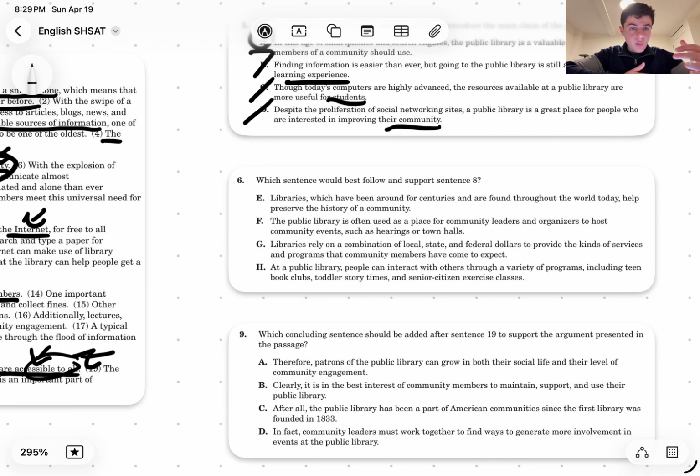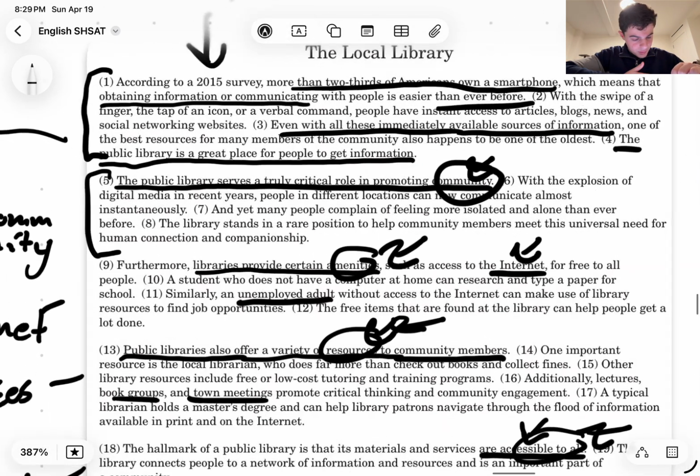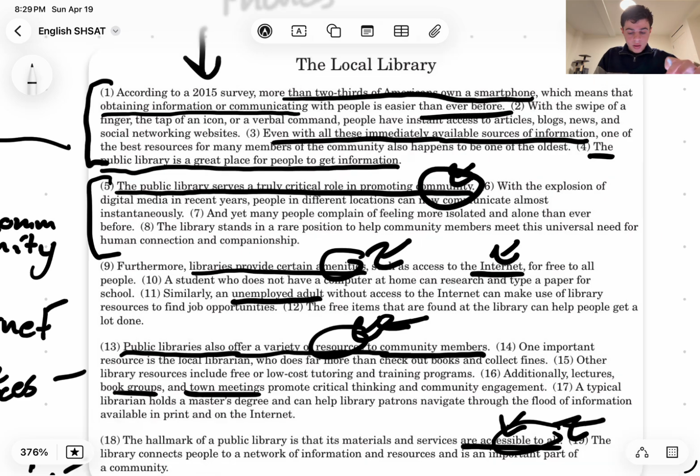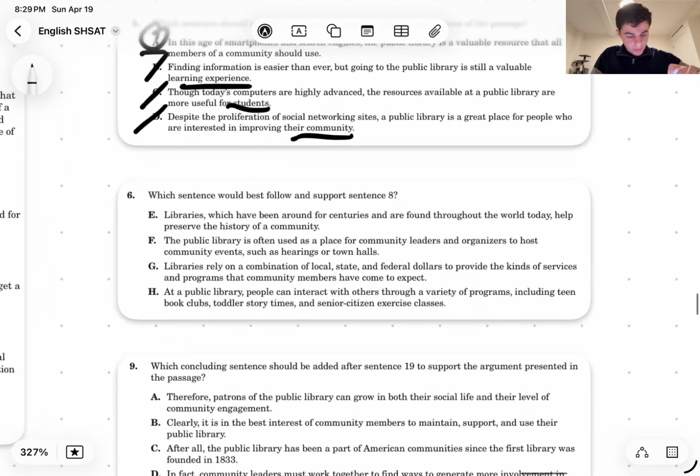Okay. Now, a similar sort of question, which sentence would best follow and support sentence 8? So let's look at sentence 8. Here it says, the library stands in a rare position to help community members meet this universal need for human connection and companionship, right? So let's read the sentence before that also. And yet many people complain of feeling more isolated and alone than ever before. So basically we're saying people feel alone because of technology, but the library allows for people to have a sense of community. So let's go look at our answer choices.